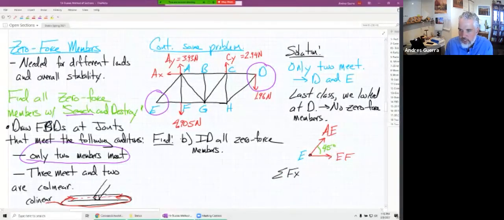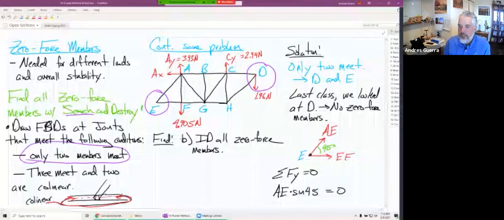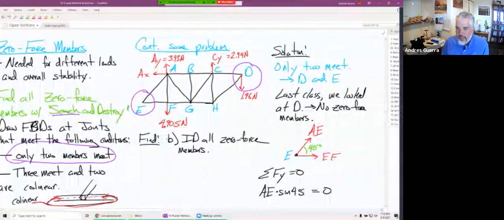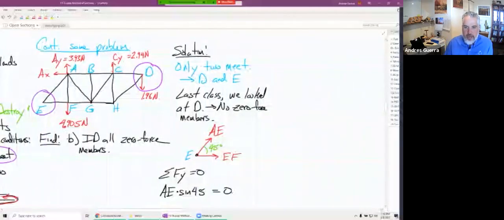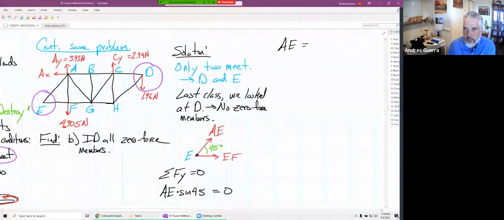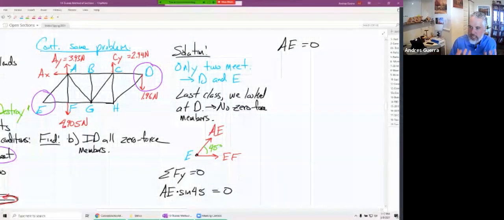If we sum forces in the X equal to 0, well, actually, maybe I don't want to start with X because that's going to have two unknowns. Why don't we start by summing forces in the Y? Because I'm only going to have one unknown. Sum of forces in the Y, I'm going to have AE times the sine of 45, and that's everything in the Y direction. That has to be equal to 0. And so the only way for the sum of forces in the Y to be equal to 0 is for AE to be equal to 0.